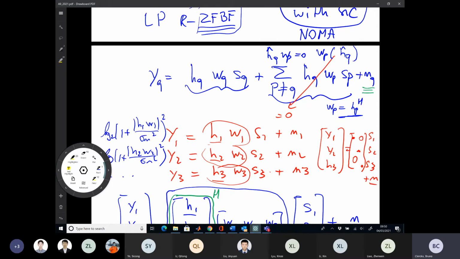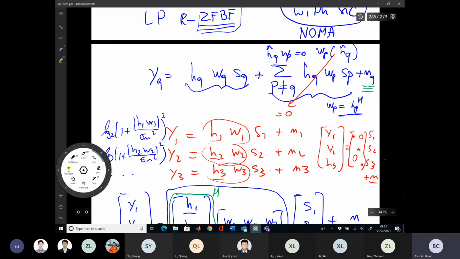But if you have a large number of antennas, HP is very likely to be orthogonal to HQ. And in that case, simply doing maximum ratio transmission is very simple and would work well. But you need a very large number of antennas. So in practice, you would not really use that. You would typically use zero forcing beamforming, right?